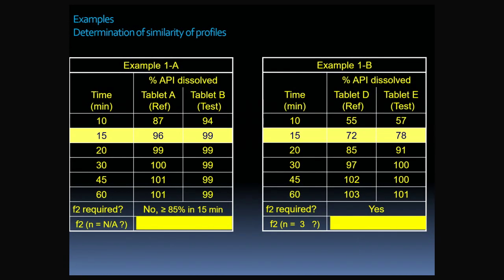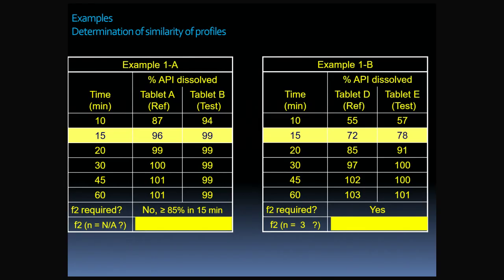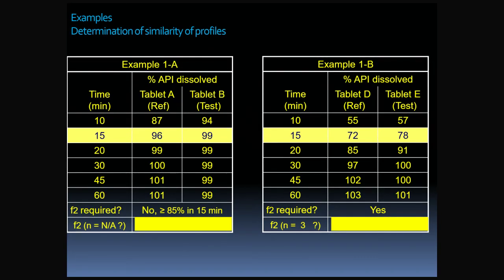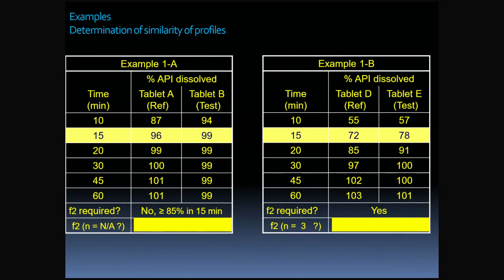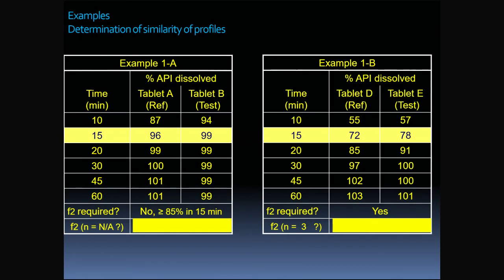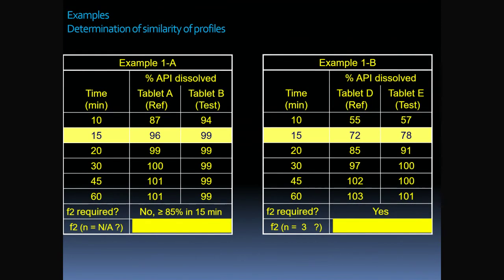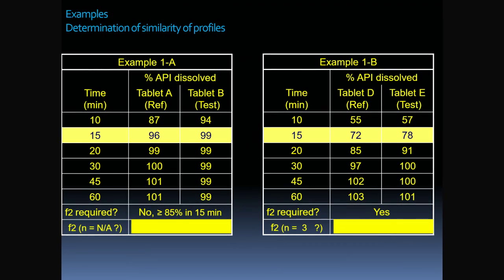In example 1a, both the reference and test tablets surpass 85% release by the 10-minute mark, which automatically confirms similarity and renders the F2 calculation unnecessary. Conversely, in example 1b, the dissolution values at 15 minutes are only 72% and 78%, forcing us to calculate the similarity factor using the first 3 time points, where n equals 3.